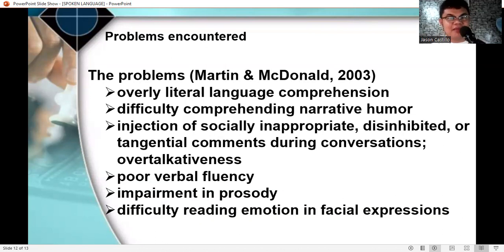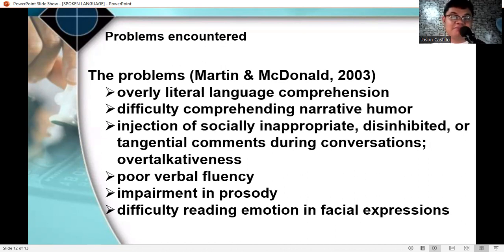So what are the problems, according to Martin and McDonald in 2003? Overly literal language comprehension. So that's one of the problems. Difficulty in comprehending narrative humor, because they might think that humorous narratives can be literal. Injection of socially inappropriate, disinhibited, or tangential comments during conversations, and over-talkativeness.